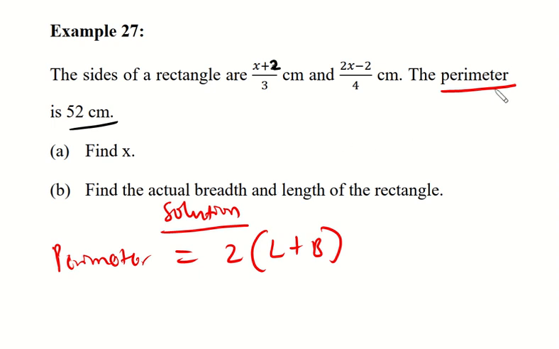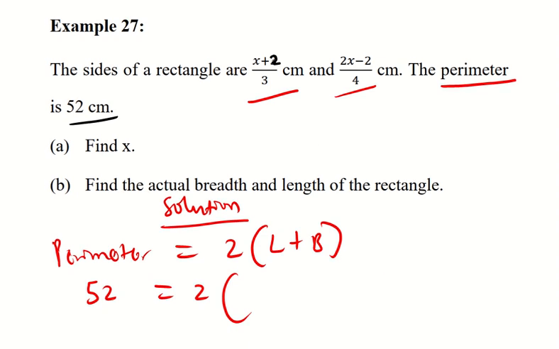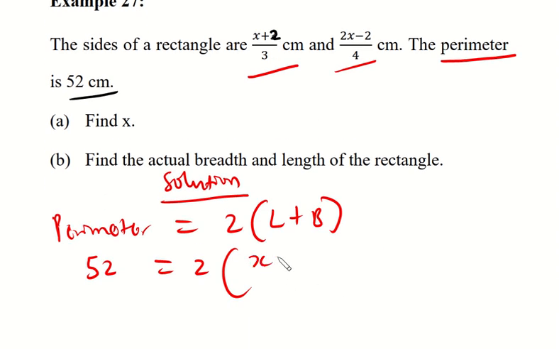Let's go on. The perimeter of this rectangle is 52 centimeters. It's not time to substitute. So 52 is equal to 2 bracket. The length, you can pick any of them. Don't bother. I can pick this as a length or this as a length. It doesn't mean, just put the dimensions there. So just write (x plus 2) over 2, right? Then plus the other dimension, which is (2x minus 2) over 4. Close the bracket. Can we proceed now?